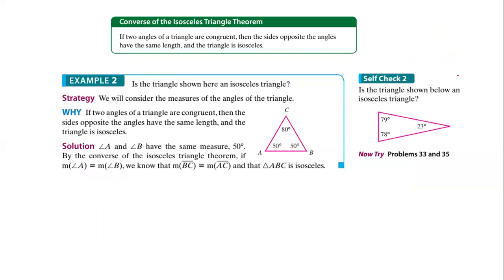This is the converse theorem. If two angles of a triangle are equal, if this is an isosceles triangle, this angle is equal to this one. So its opposite side and its opposite side, these two will be equal to each other. If the angles are congruent, the sides will be equal to each other. And if the sides are equal, then the angles are equal.